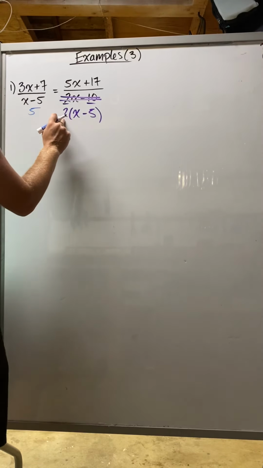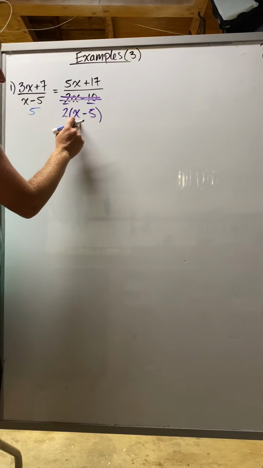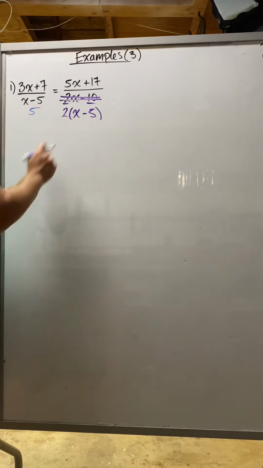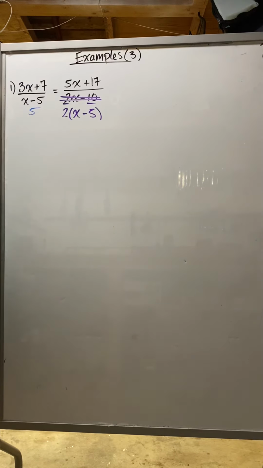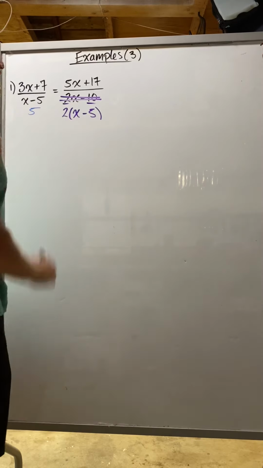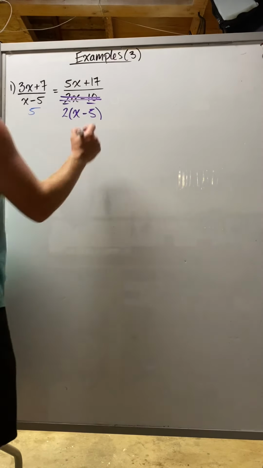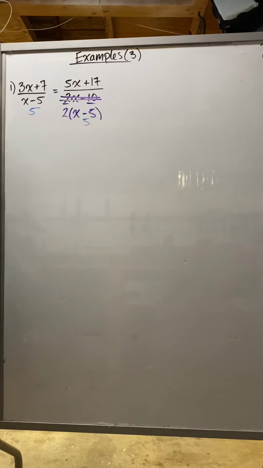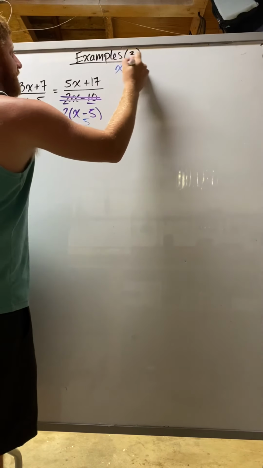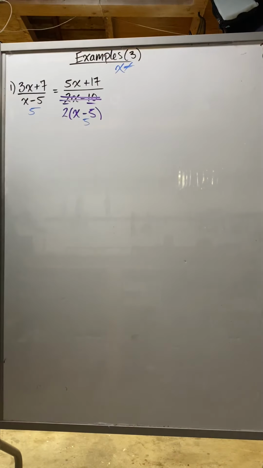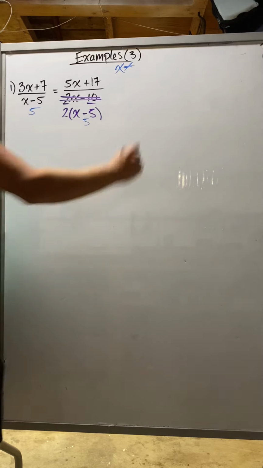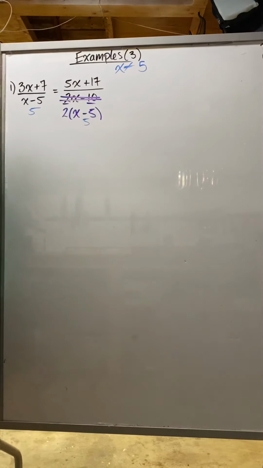The 2 does not have an x attached to it. There's one here, but it's separate in its own factor. 2 does not give us an excluded value. However, the x minus 5 right here will give us an excluded value of 5. So the excluded value, and in fact the only excluded value that we have for this equation, is 5. If we get a positive 5 as our answer, we cannot use this.